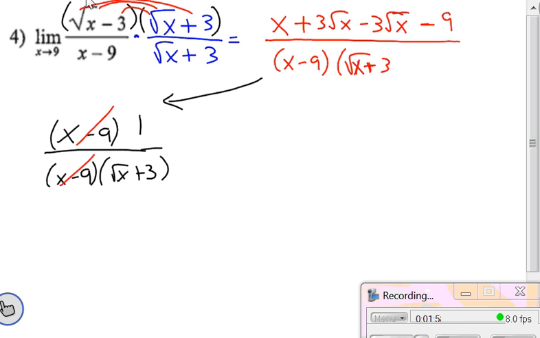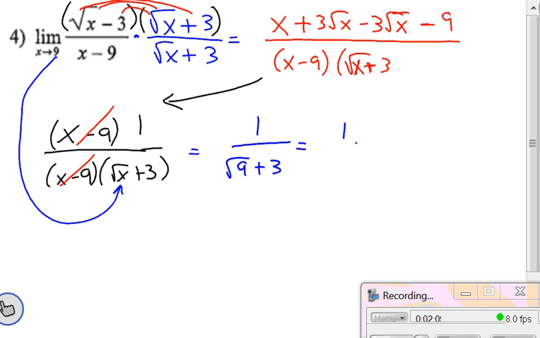And now, we can take our limit as x approaches 9 and stick it in there. So the answer will be 1 over the square root of 9 plus 3, which is 1/6. There's our answer. Okay, that was multiplying by the conjugate.